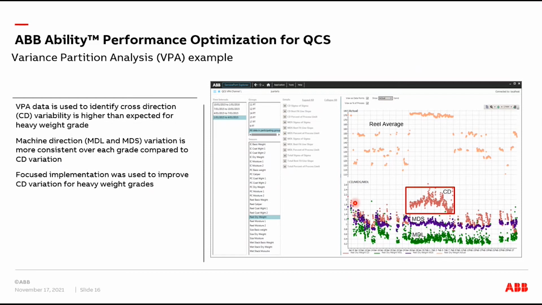The bottom trend includes the CD, MDL, and MDS variability trend. However, the top trend is set up so that the reel actual is the average dry weight for each reel of the paper produced.